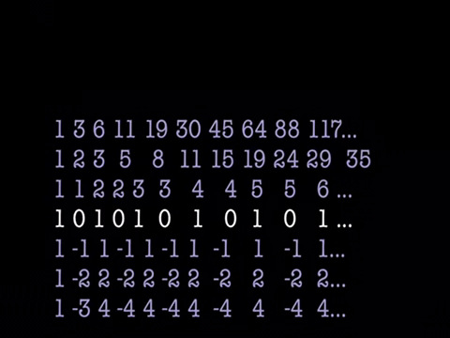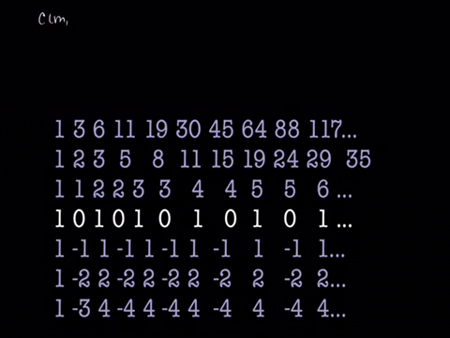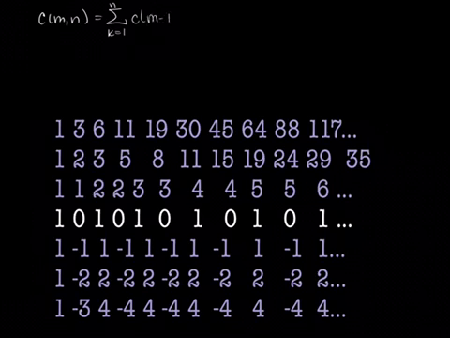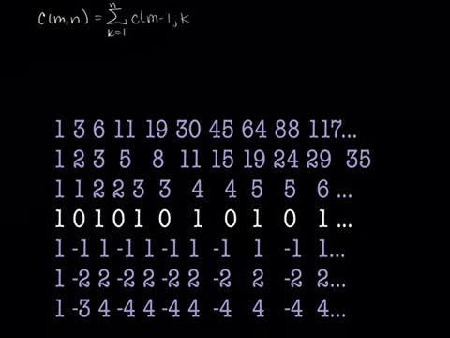So question, how do we calculate an entry in any part of the chain? Since we move up the chain by partial sums, we have that C_{M,N} is equal to the sum from k goes from 1 to N of the previous sequence, so that's M minus 1, adding up the entries in the previous sequence from 1 to N.